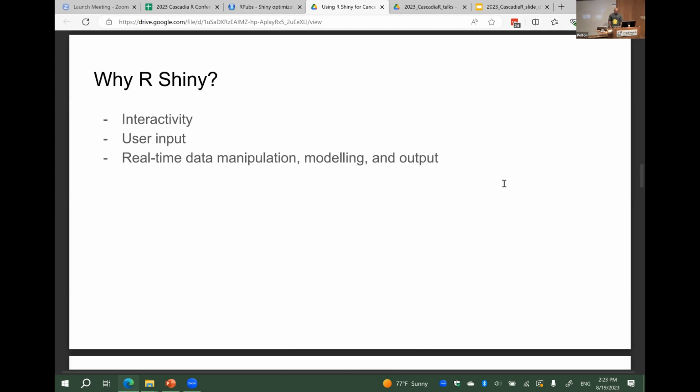Another thing was we wanted to make sure that our reports would react to user input, and that the user input doesn't need to be something hard coded into the report, such as we have to do in our markdown.